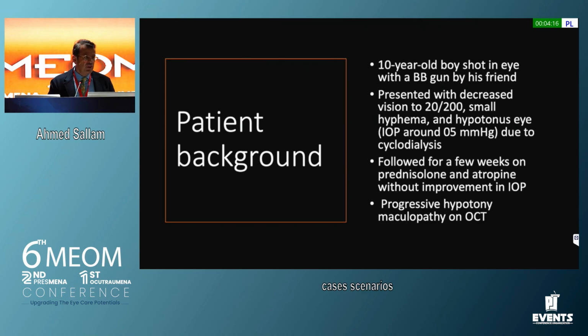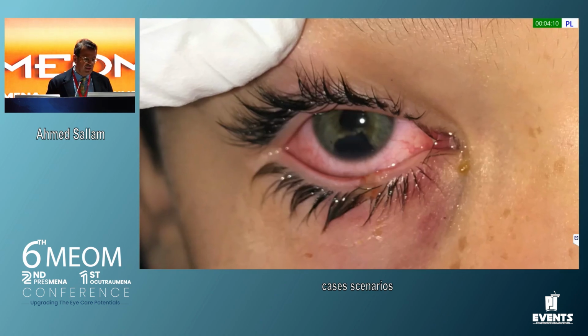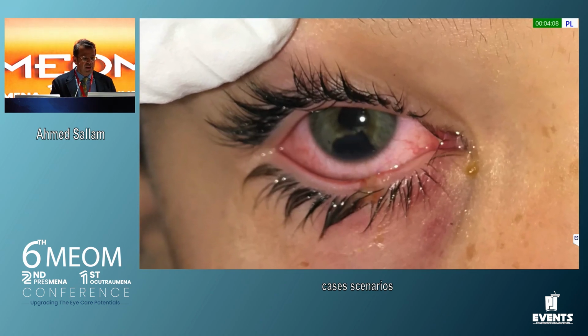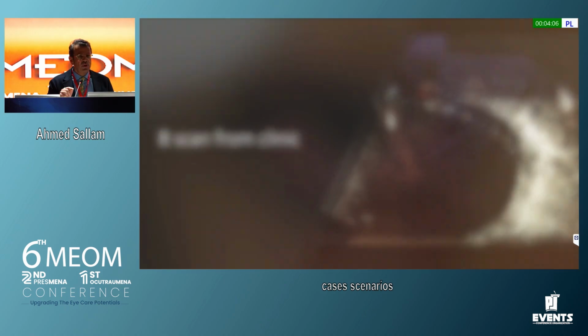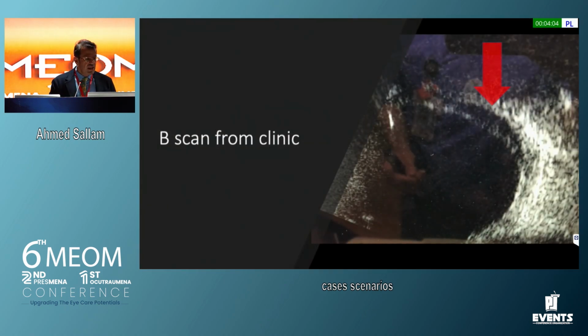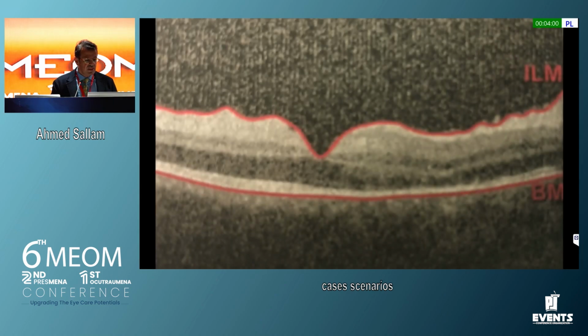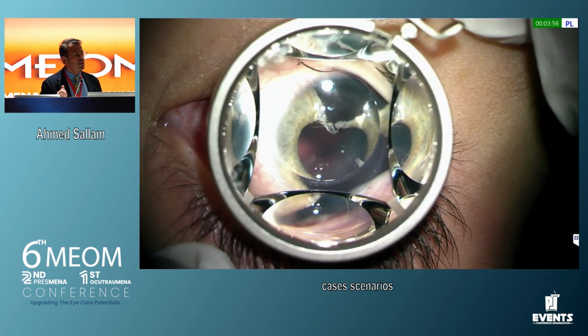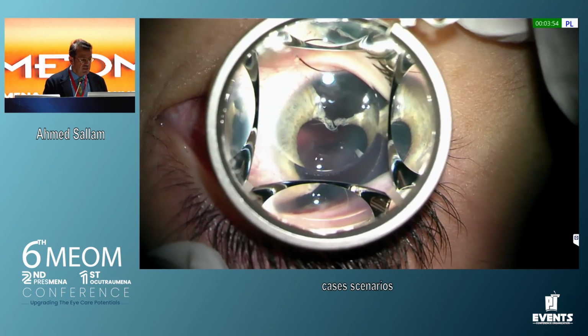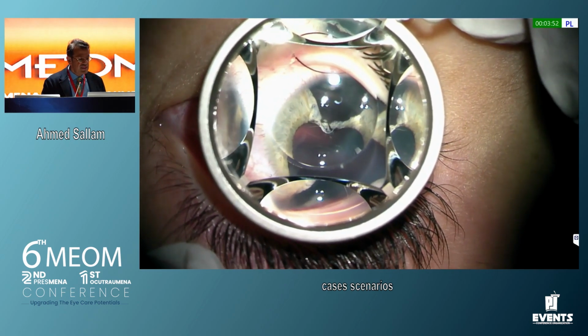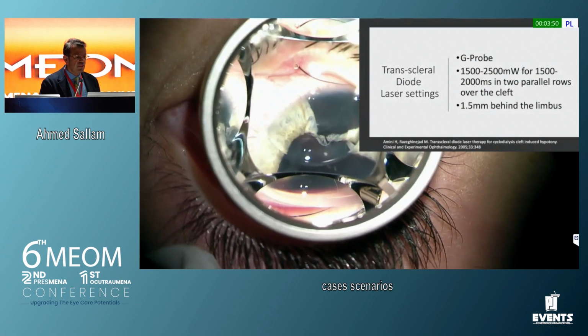He was not under my care, and he was followed up by another team, hoping that the cyclodialysis would close with atropine, but it did not. With the area of cyclodialysis, as you can see, there's also an iridodialysis as well. Here is the B scan from the clinic, and you can see the cyclodialysis cleft. Of course, the vision is very poor because of hypotony and hypotony maculopathy. Here's the gonio scan, and you can see the area of cyclodialysis lower down there.